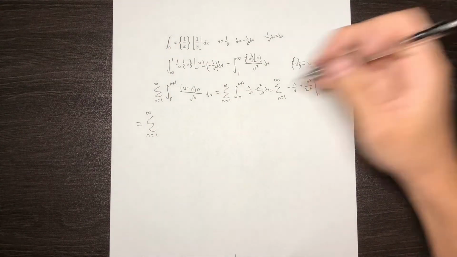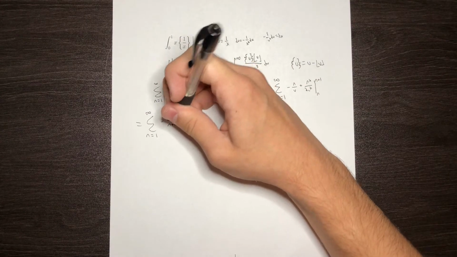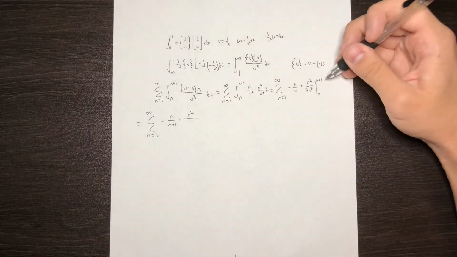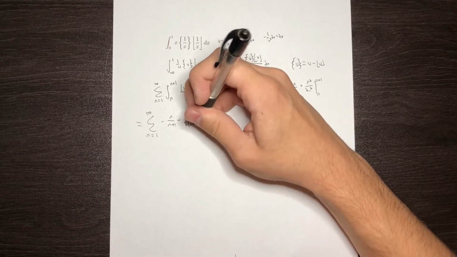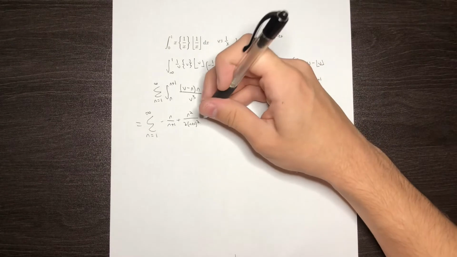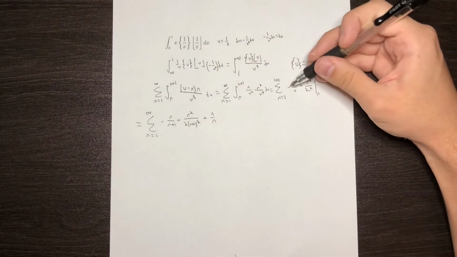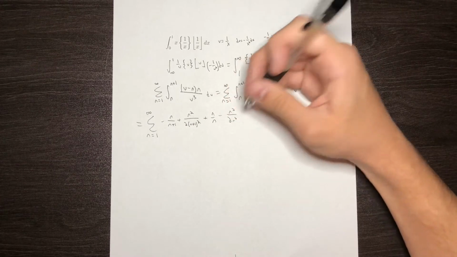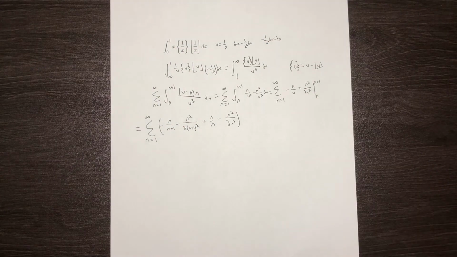Okay, so now plugging in our bounds, we have the sum from n equals 1 to infinity of, plugging in n plus 1 over here, negative n over n plus 1. Then we have a plus n squared over 2 times n plus 1 squared. Now we need to subtract plugging in n. So we're going to have a plus n over n, because this is negative, and then a minus n squared over 2n squared. And this is going to be summing from 1 to infinity.